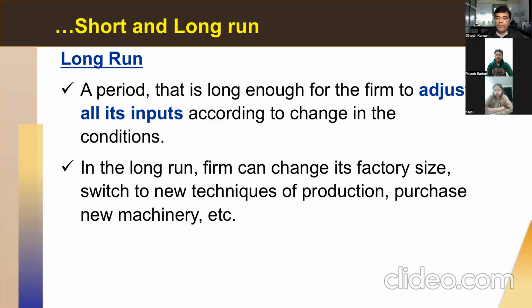In the long run, a farm can change its factory size or similarly cow number, switch to new techniques of production, new setup, purchase new machinery, make houses or make roads, or purchase more land, etc., or establish a new plant. Here, plant means factory. Plant doesn't mean your vegetation.